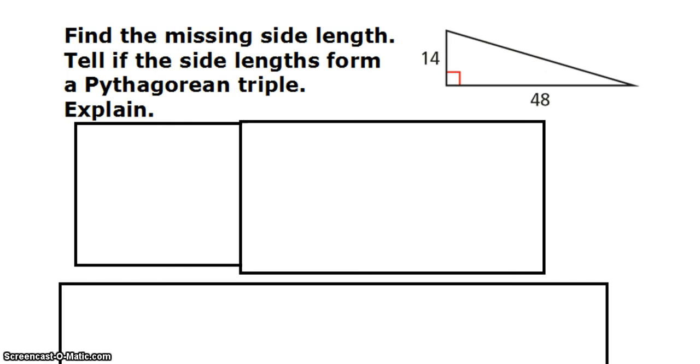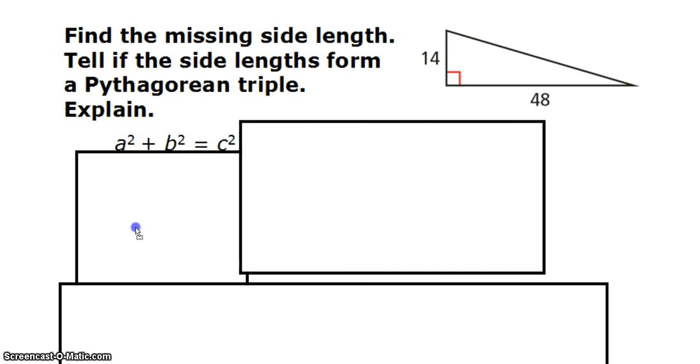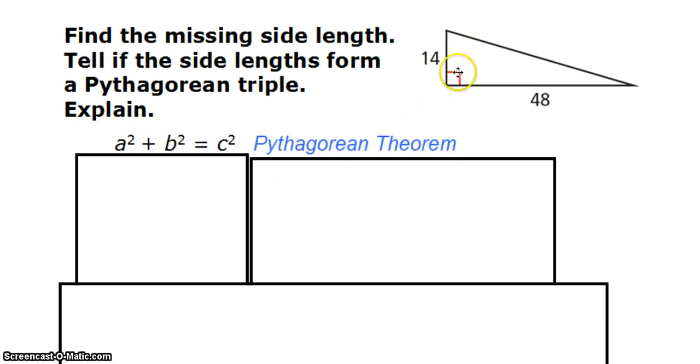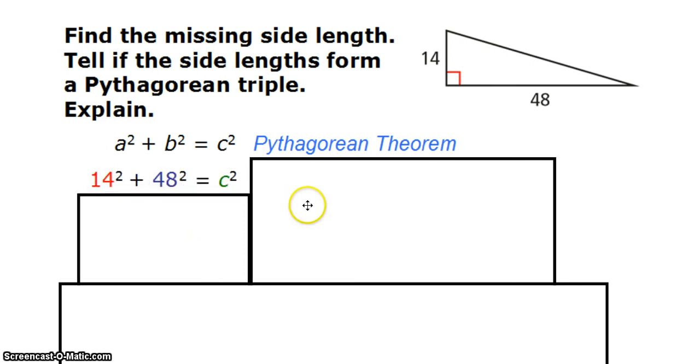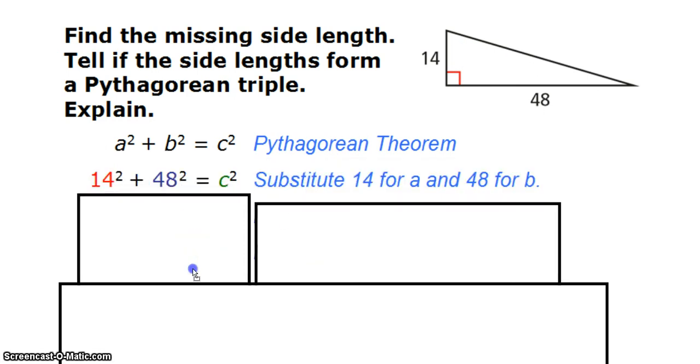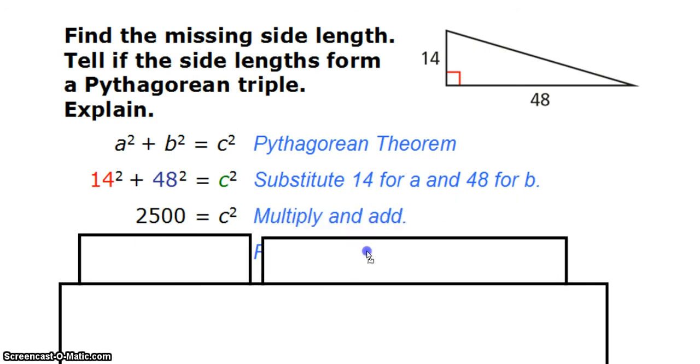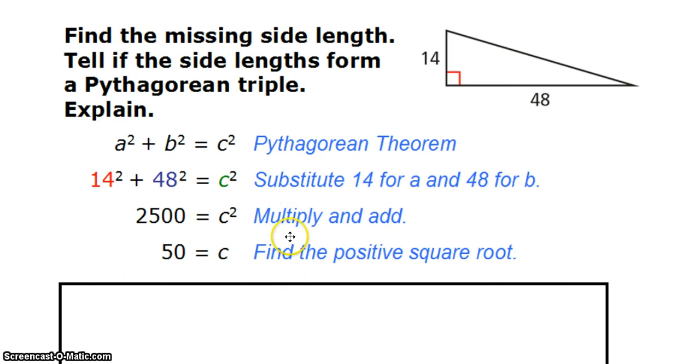Okay, find the missing side length and tell if the side lengths form a Pythagorean triple. Pause the video and come back and compare your answer to what you see here. Okay, so here we start with the Pythagorean theorem. Because we have this right angle, we know this is a right triangle. Substitute known values, right? And simply solve, right? And when we take the square root, we find that c equals 50. Okay, so a could be 14, b 48, and c 50.